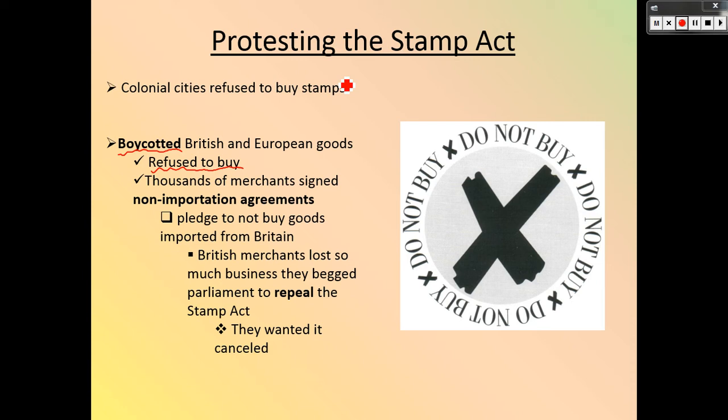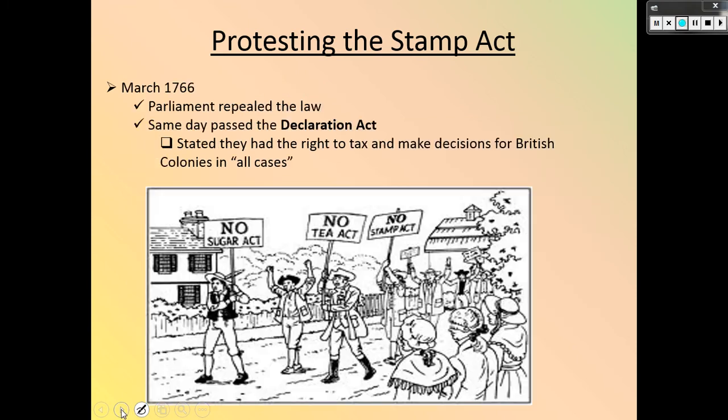The merchants all over the colonies signed things called non-importation agreements, which meant that no one would buy goods from Britain. And the British merchants end up losing so much business that they beg Parliament to repeal the Stamp Act. And repeal just means to cancel or get rid of. Their boycott worked so well that the merchants went to the British government and said, you need to get rid of these various taxes the colonists are boycotting because we can't sell anything.